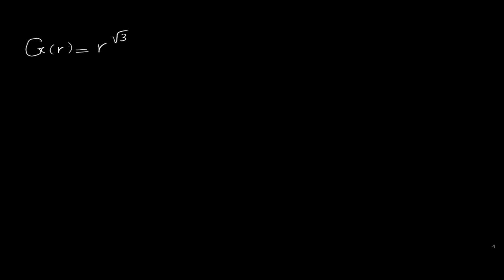Radical 3 is just a number. And so we can use power rule to find the derivative of this function. G prime of r equals, bring the power down to the front of the term and then subtract the power by 1.